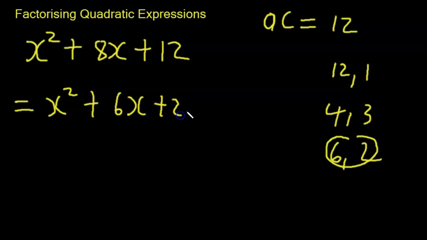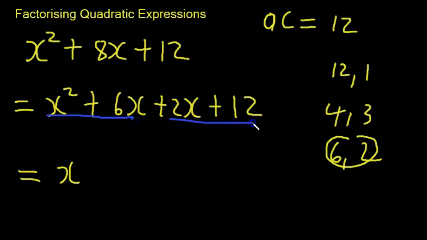Why? These two numbers add to give the 8x, because obviously you're rewriting 8x, so these two numbers must add to give 8x. But we want them to also multiply to give AC, which is 12. So we have 4 terms, so we group them into groups of 2.